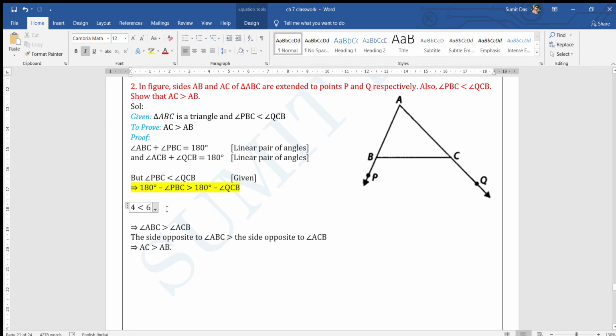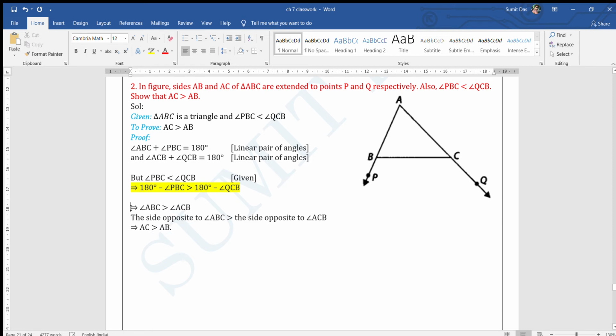So this line is important. Many students used to have problems on this line: 180 degrees minus PBC greater than 180 degrees minus QCB. We are just taking the minus sign to both sides, I mean we are multiplying both sides by minus 1. The sign will change, and then we are adding 180 degrees to both sides.